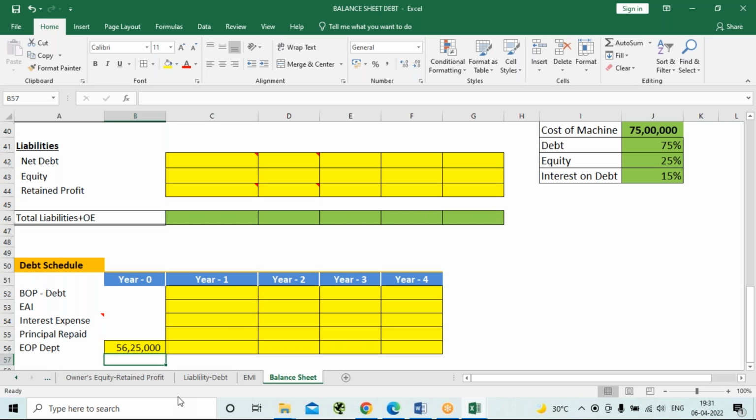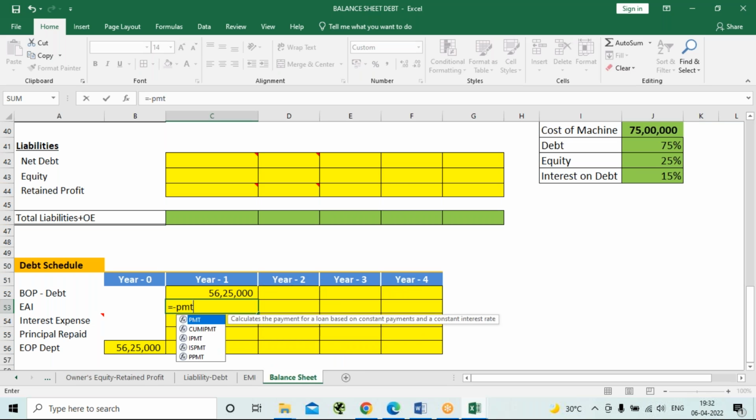So now this value has to be connected to year one beginning of period debt. So equals to, give the connection with the previous year ending value and calculate the EMI. So EMI will be calculated with the formula equals to, anyway we are supposed to give it minus symbol, so let me give the minus symbol from now itself, minus PMT, open the bracket, give the rate of interest.